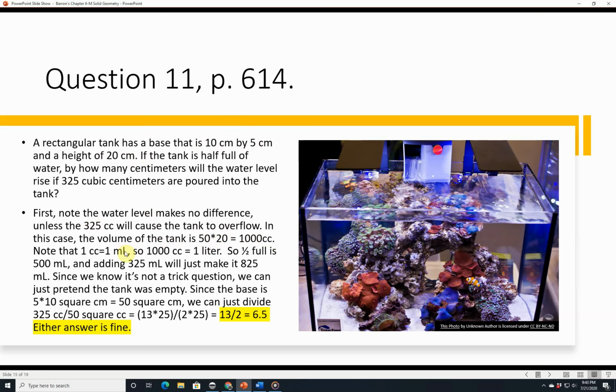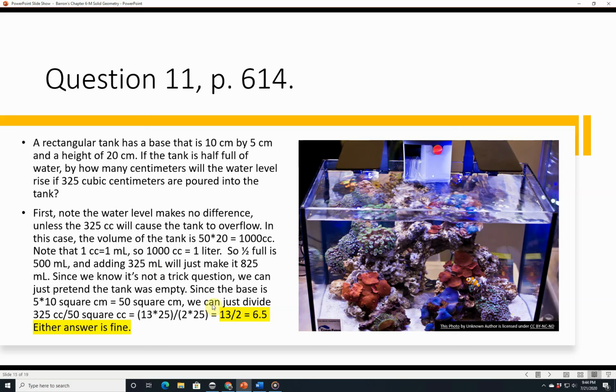So notice that 1 cubic centimeter is equal to 1 milliliter, so 1,000 cubic centimeters is 1 liter. So half full is 500 milliliters, and adding 325 milliliters will just make it 825 milliliters. Since we know it's not a trick question, we can just pretend that the tank was empty. Since the base is 5 times 10 square centimeters, which is 50 square centimeters, whatever you pour into it is only going to go up by the volume divided by 50, because it takes 50 square centimeters to coat each part of the tank, is what I'm trying to say.